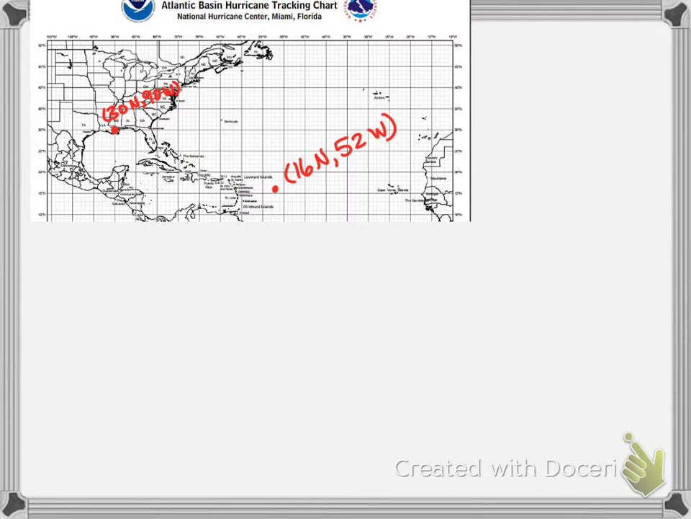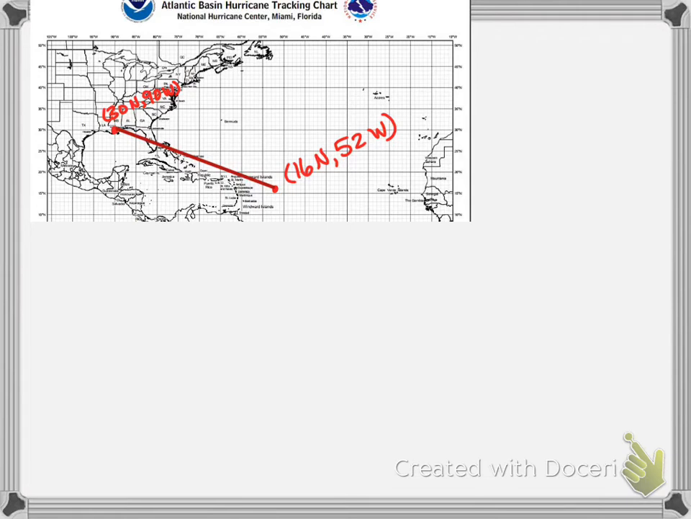This time we'll pretend like we're in New Orleans. So our coordinates at New Orleans are 30 degrees north, 90 degrees west. And let's say there's a storm way out here at 16 north, 52 west. And again, we want to know how far it is away. Really, what we want to know is when it's going to get here. But to do that, we start out with how far away is it.